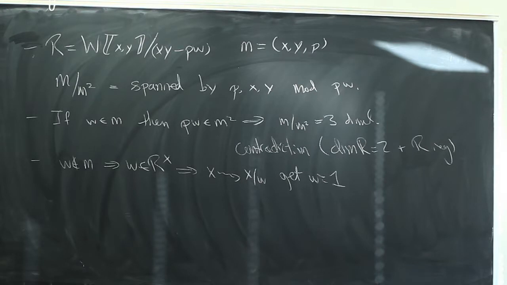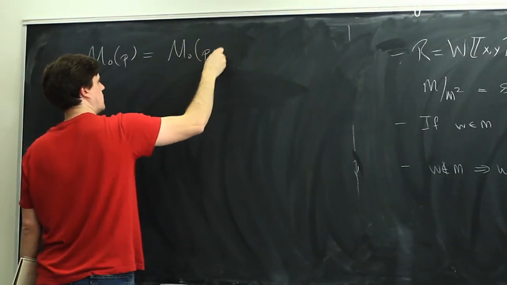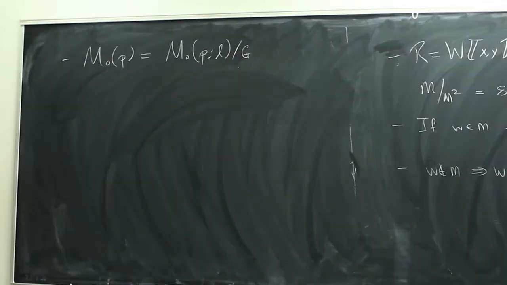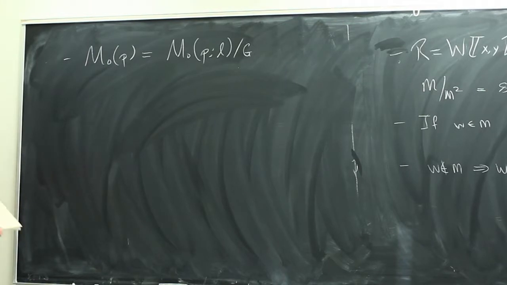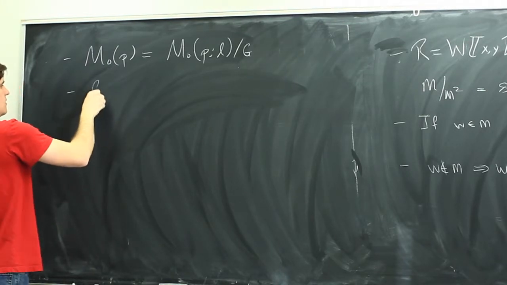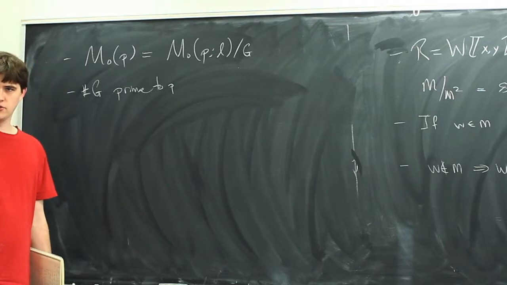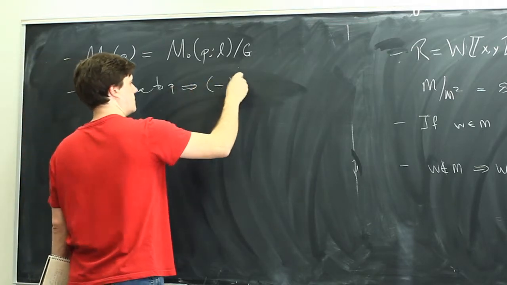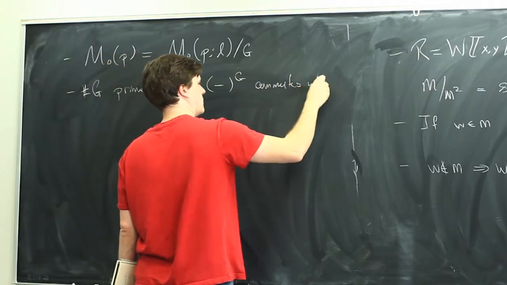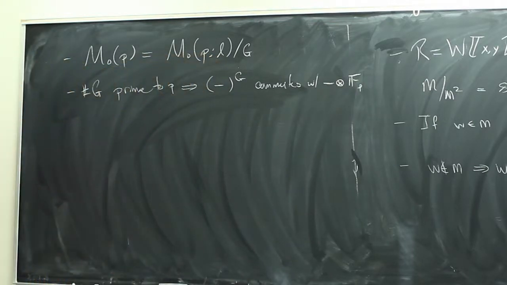All right, so now I want to go to M0P from M0PL. So remember that M0P is the quotient. And so the ring for M0P is the ring of invariants. Okay, so since the order of G is prime to P, that means that taking G-invariants commutes with reducing mod P. So that means we get the same answer when we quotient in characteristic zero and reduce, or reduce and quotient. So there's no problem with interchanging these orders of taking the coarse space or reducing.